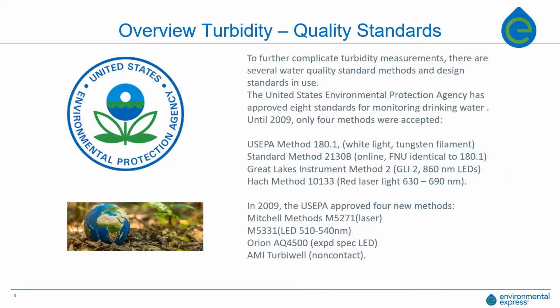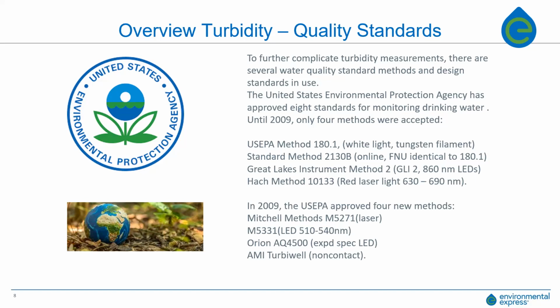So next, I wanted to talk a little bit about water quality standards having to do with turbidity. To further complicate turbidity measurements, there are several water quality standard methods and design standards in use. The US EPA has approved 8 methods for monitoring drinking water. Until 2009, only 4 methods were approved. The key method for us is the US EPA method 180.1. This is using a white light tungsten filament light source in your turbidimeter.